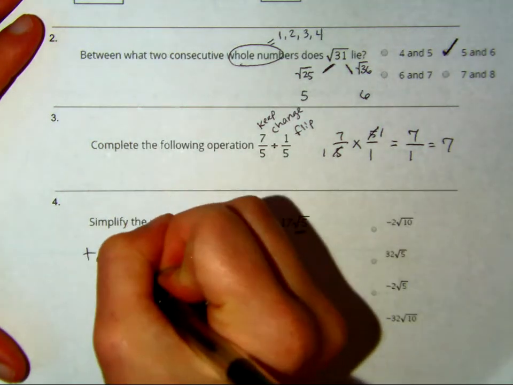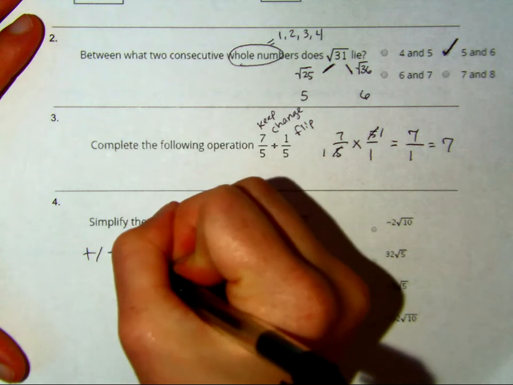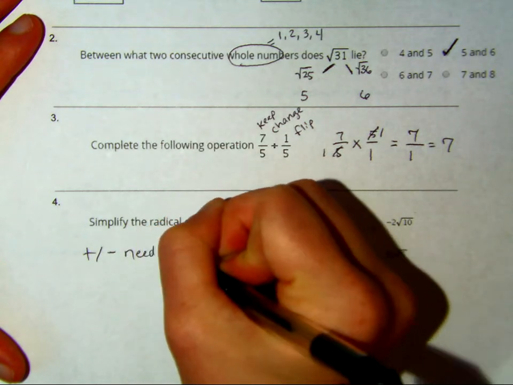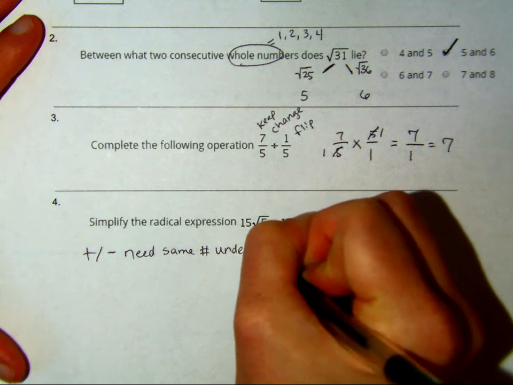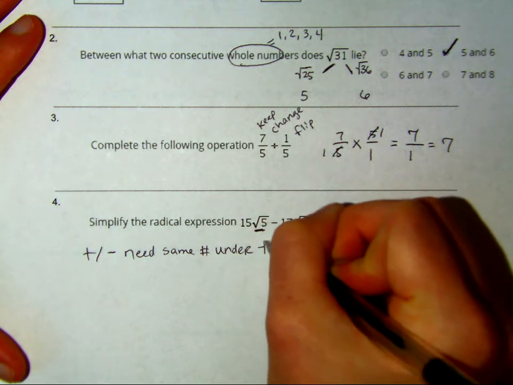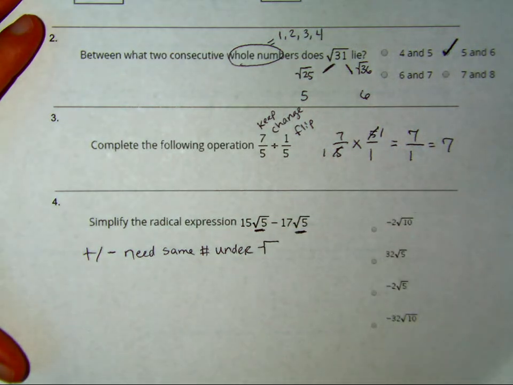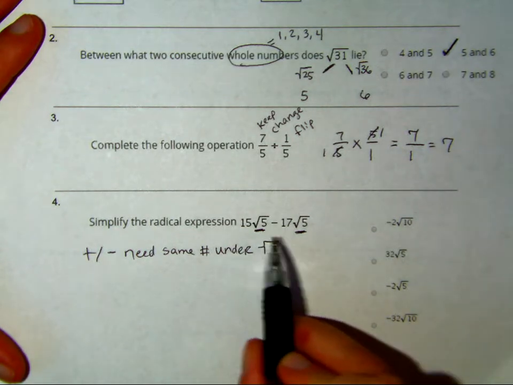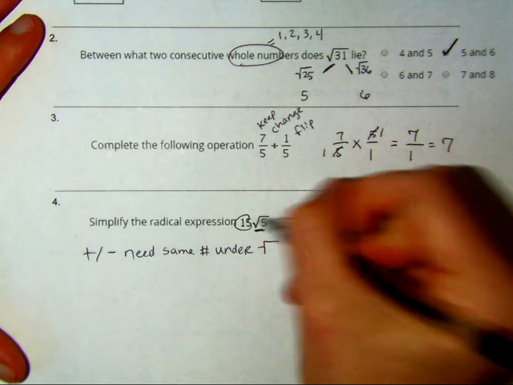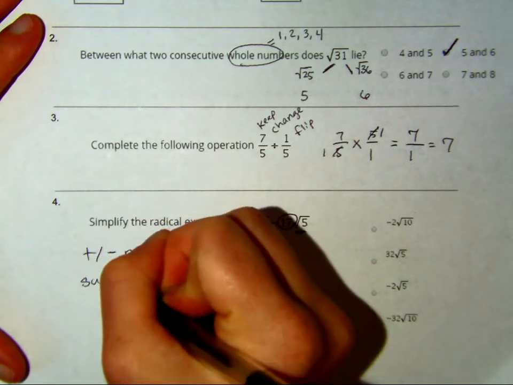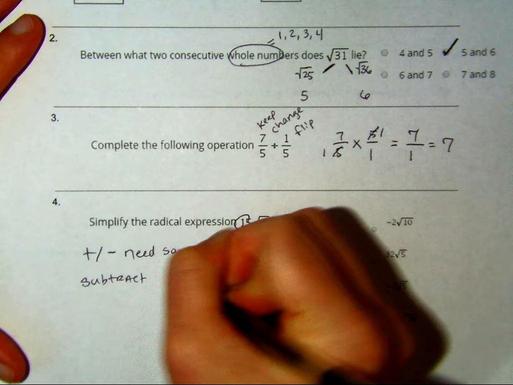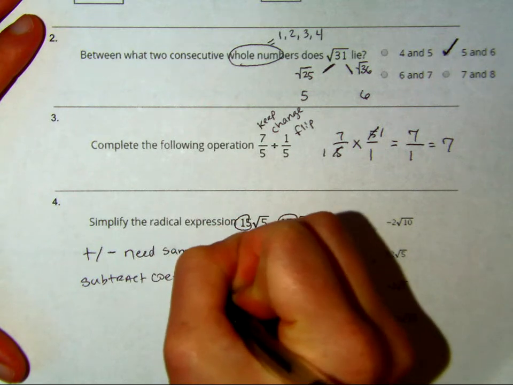So for addition and subtraction, you need the same number under the square root. Okay? And so because we have the same number, yes, we can subtract. And that square root stays the same, and all you do is subtract your coefficients.